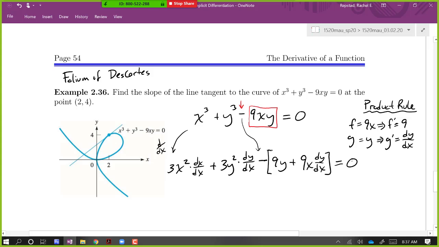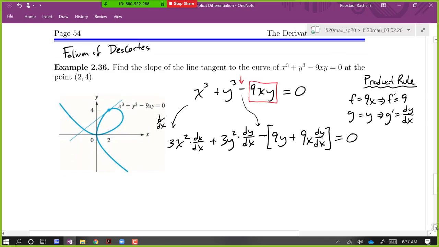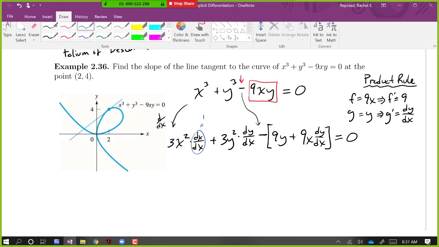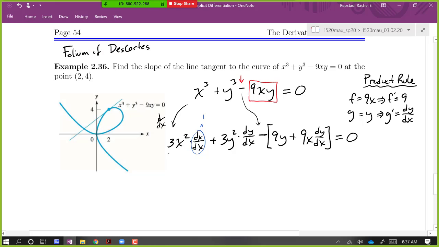So I just want to be mindful of that negative sign because, of course, we're going to have to distribute that. We're going to be subtracting both of those terms. And maybe that's what I'll do next. And also, dx/dx is equal to 1. So just cleaning this up a little bit, I have 3x squared plus 3y squared dy/dx minus 9y minus 9x dy/dx equals 0.